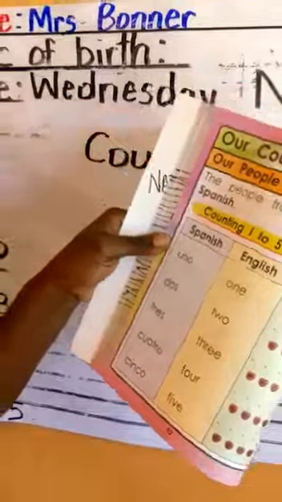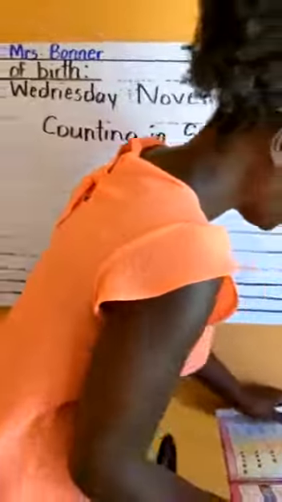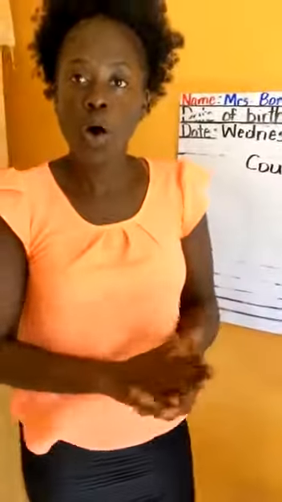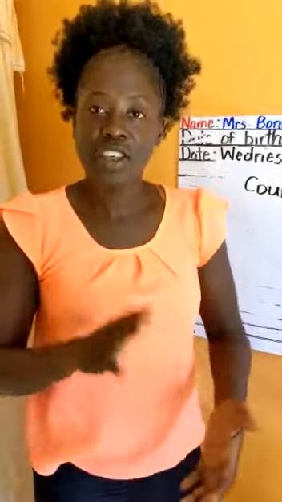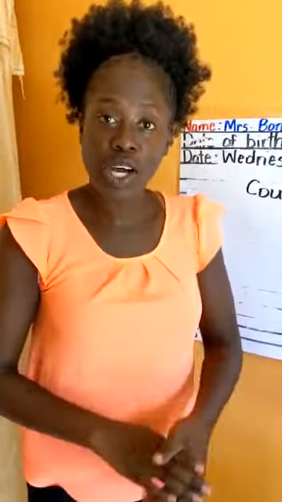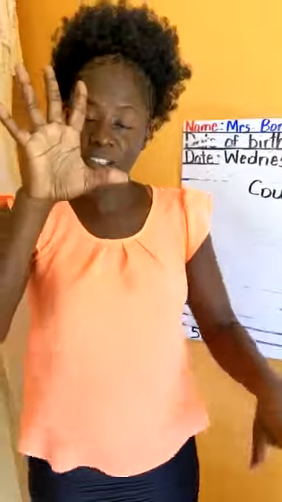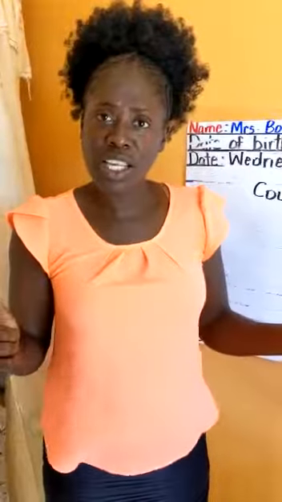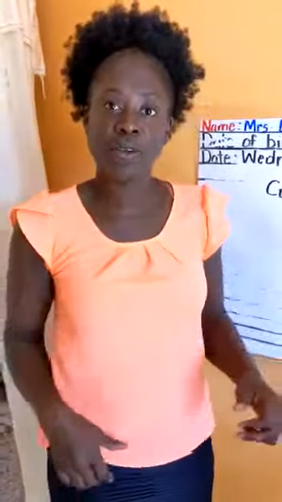So let us count without using the book. 1, 2, 3, 4, 5. That's 5. So let us count in English and then count in Spanish again.